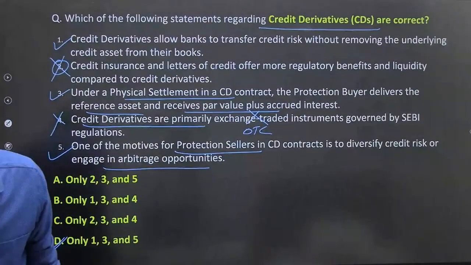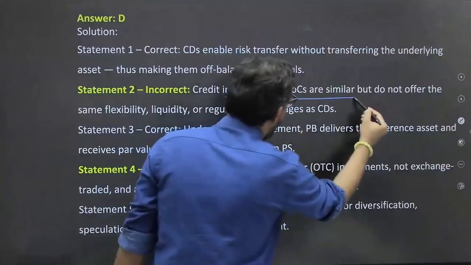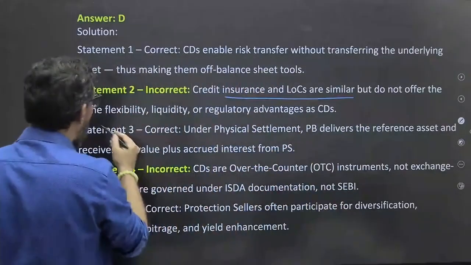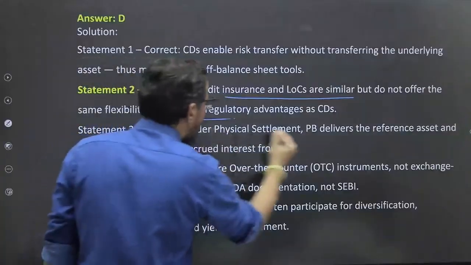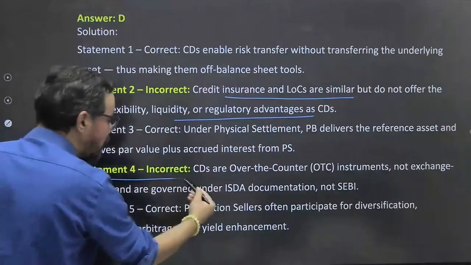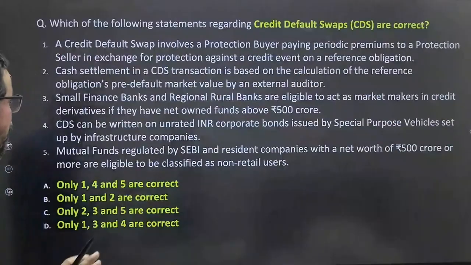Option D must be the right answer for this one. Credit insurance and LOCs, letters of credit, are similar but do not offer the same flexibility, liquidity or regulatory advantages as credit derivatives. The fourth one was very simple. It is an OTC instrument, not exchange traded.